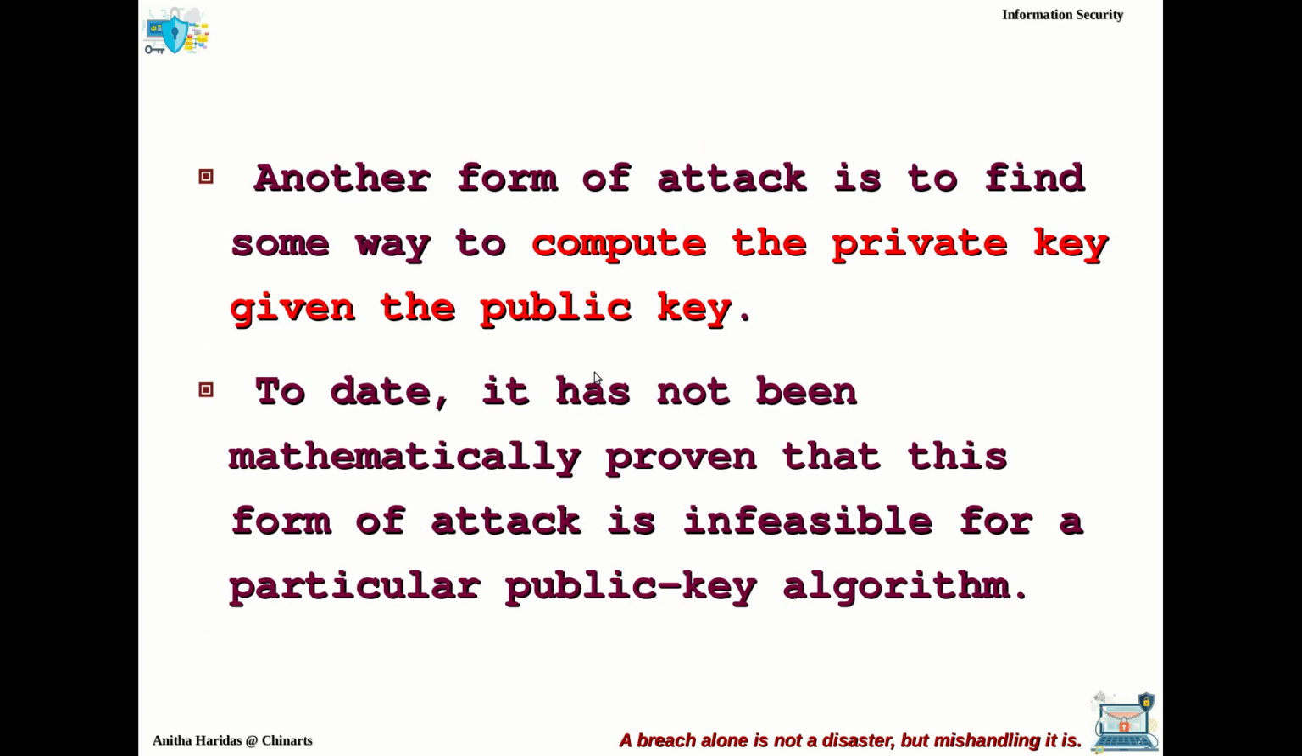And another form of attack is to find some way to compute the private key given the public key. But this is not yet achieved because it has not been mathematically proven that this form of attack is infeasible for a particular public key algorithm, right? Because most of the public key algorithms use the trapdoor one-way function, so it becomes very difficult for the attacker or the adversary to find the private key if the public key is given.